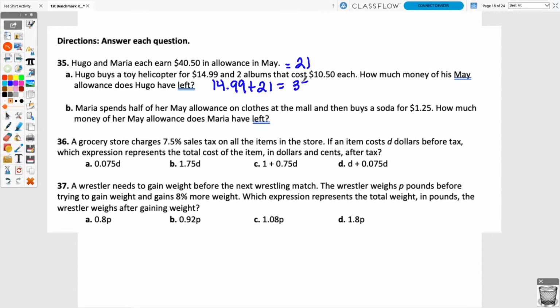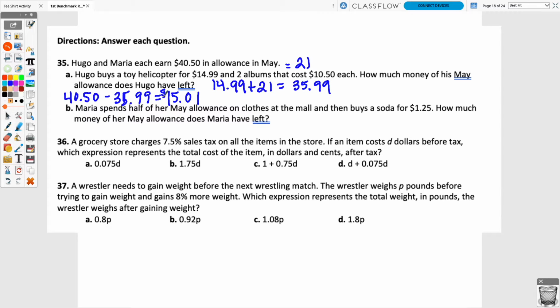$35.99. Okay. And then I subtracted it from $40.50 and got $15.01. Mm-hmm. All right. Do we agree? Did we get $15.01 also? No. Yes. Okay. So let's double check. I think she's good on the $21 for the two albums, and then adding that to the $14.99 for the helicopter. So $35.99 should be the total amount that he's spending.